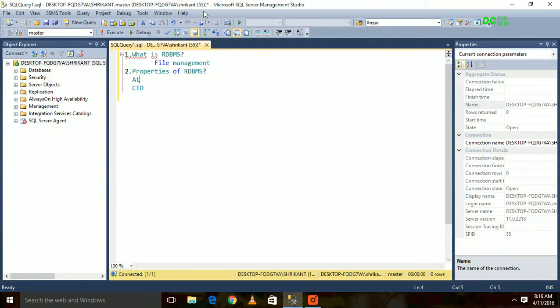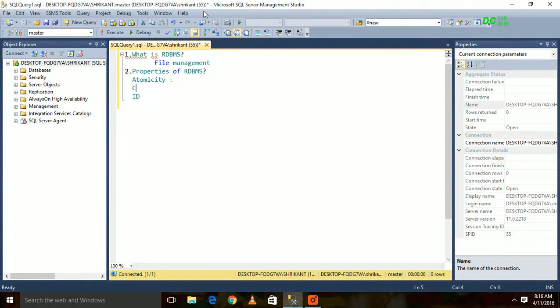So what is the A? A stands for atomicity. Atomicity, right? It means if some processing is happening, it should be done or it should not be done. Our system should never be completed halfway. I mean to say, if something is started, it should be ended or it should be reverted back. It should be committed or it should be reverted back. That is what is called atomicity.